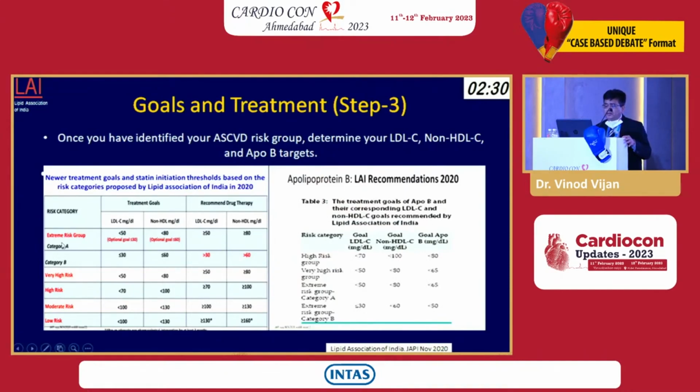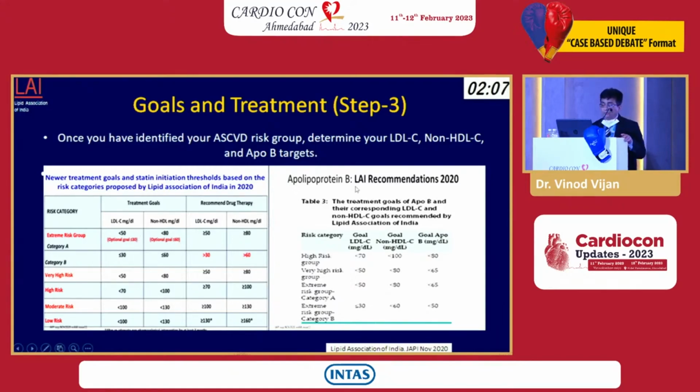Your treatment goals in extreme risk, the LDL should be less than 50, and optionally it should be even less than 30. Nothing short of that. Don't be satisfied if your LDL is 60, or anything beyond, and the non-HDL should be less than 80. This is usually 30 milligrams more than the LDL values in all categories.